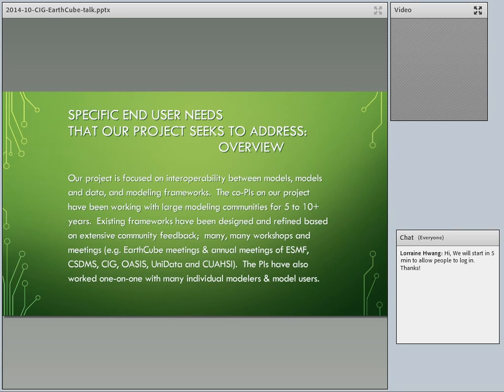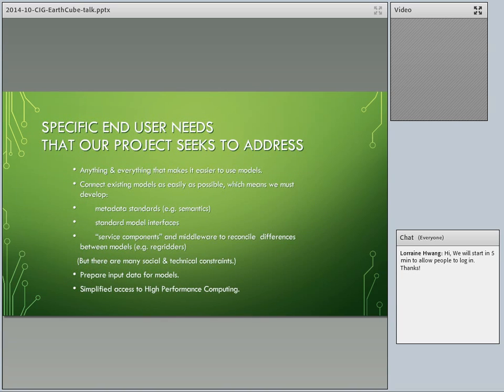There's been a lot of feedback from the communities and a lot from the individual modelers, and we're seeking more feedback. So, the specific user needs that we are trying to address are quite wide-ranging, and this is a slide from my collaborator Scott Peckham. He is very precise in putting his words, which is anything and everything that makes it easy. That's precisely what we're after. We want to connect existing models as much as possible, and for that we develop metadata standards and standard model interfaces and middleware, such as Regrid, make it easier to prepare input data for models, and provide access to HPC.